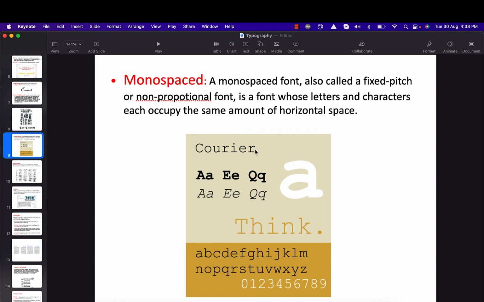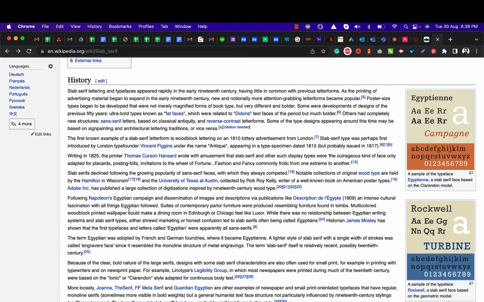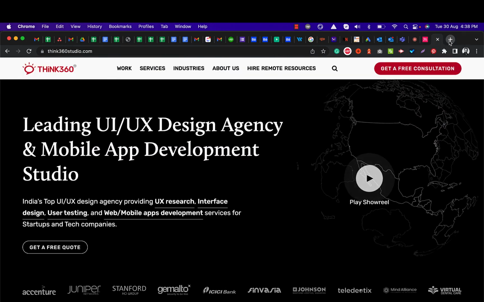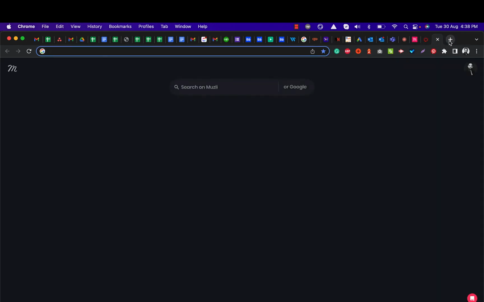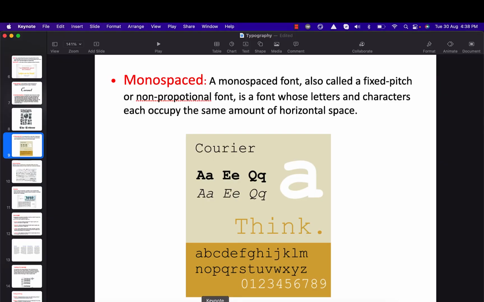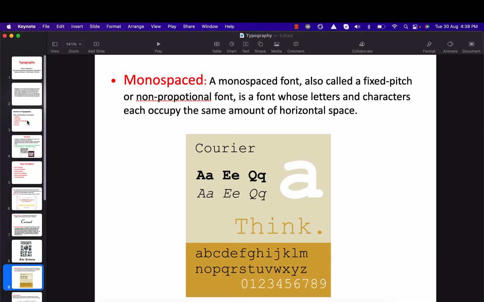Some alphabets have it, some alphabets don't have it. But the space is the same. So this is all about typography. Now the important thing is where you have to use which typeface. Let's talk about that. Let's come back to this particular space.